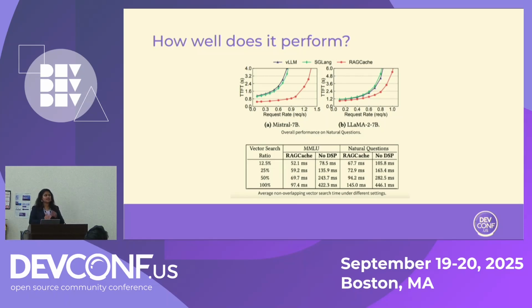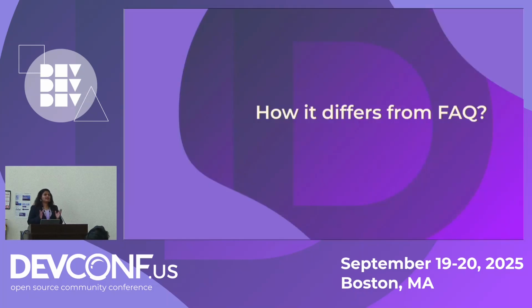This is because RAGCache utilizes GPU memory and host memory to cache the KV, and it avoids frequent recomputation. So due to faster request processing, the RAGCache achieves 1.3 times higher throughput than vLLM. So you can observe from my explanation, it sounds like an FAQ.